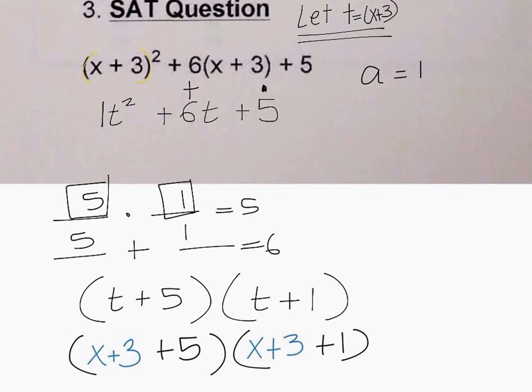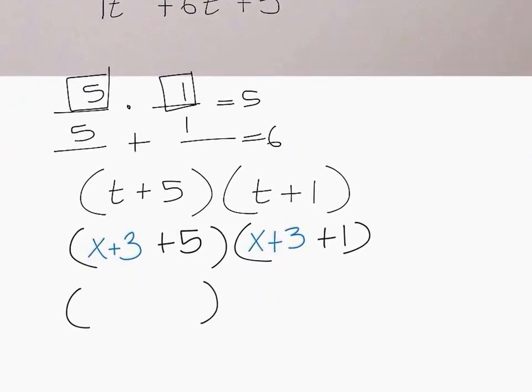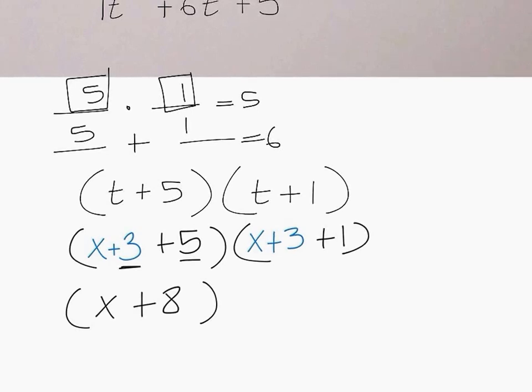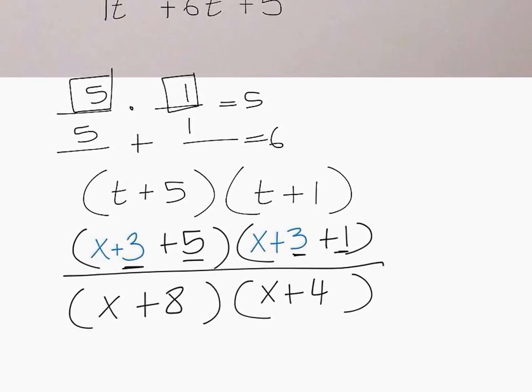You see that? Now let's try to simplify what's inside the parentheses. So x plus 3 plus 5, I can actually add 3 and 5, and I get x plus 8. And if I add 3 and 1, I get x plus 4. So there you go. That's my factored form.